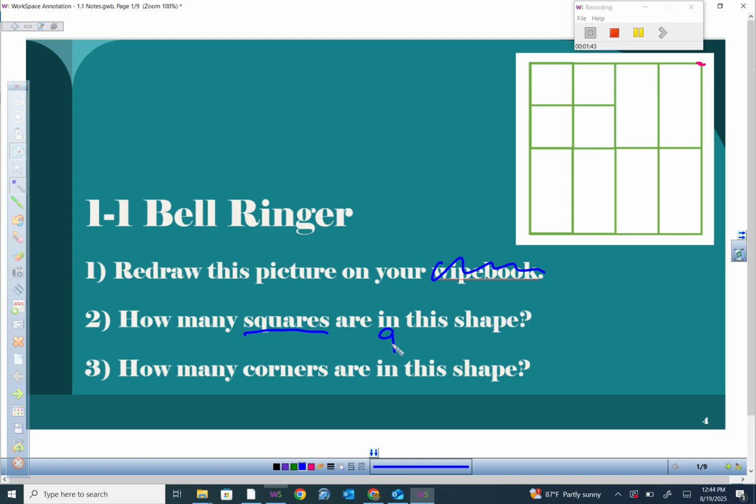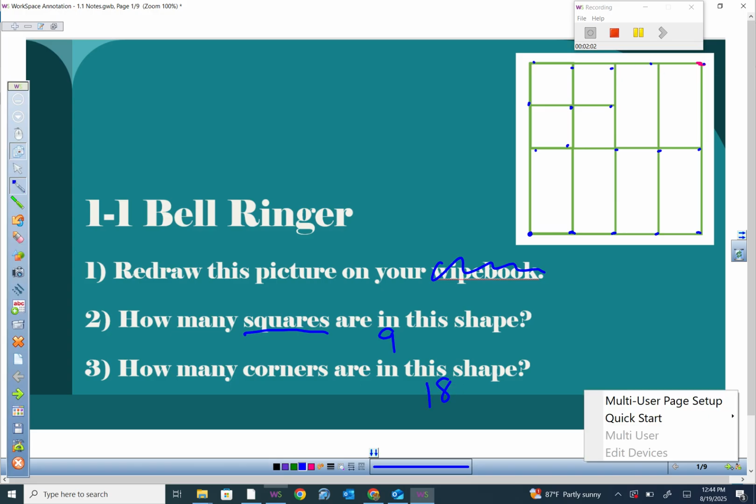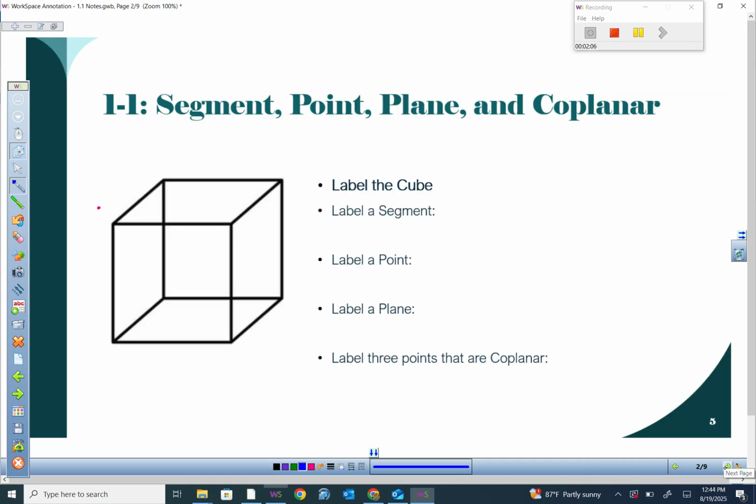Then if we go into how many corners, well, count the corners. 1, 2, 3, 4, 5, 6, 7, 8, 9, 10, 11, 12, 13, 14, 15, 16, 17, 18 corners. Alright, now let's do a little bit of a lesson. So first, we're going to talk about segments, points, planes, and coplanar.